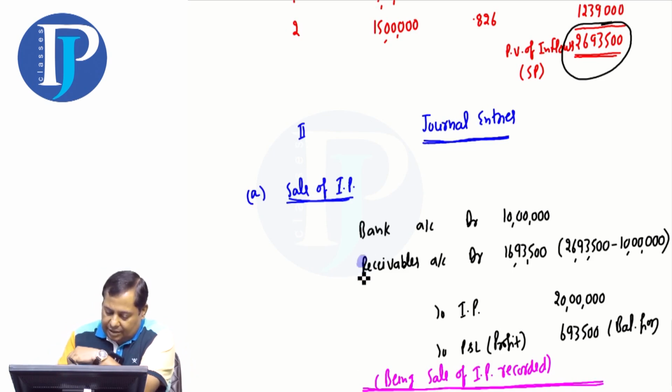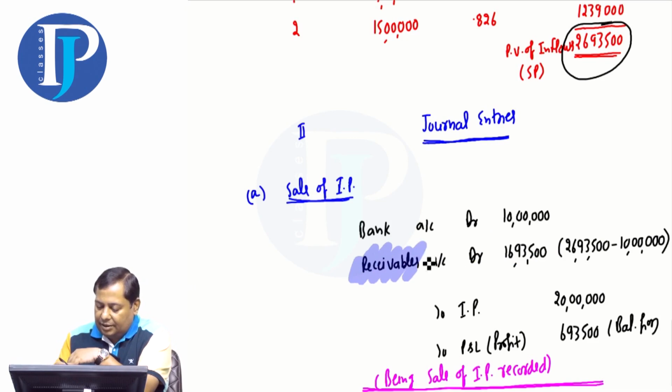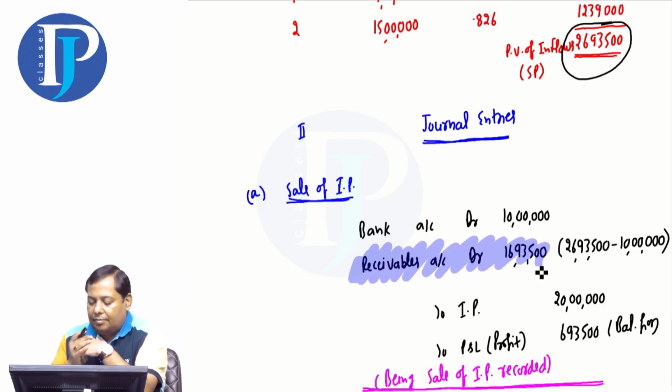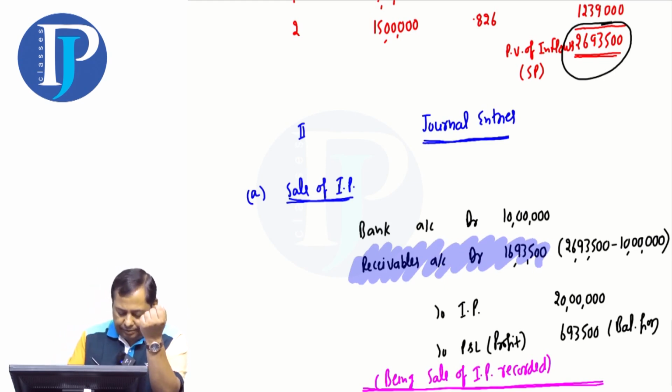Now see this balance here. I will charge interest on this and receive the money, that's all. I have to collect money with interest on this. Is that clear? Let's proceed. I have reached point B.